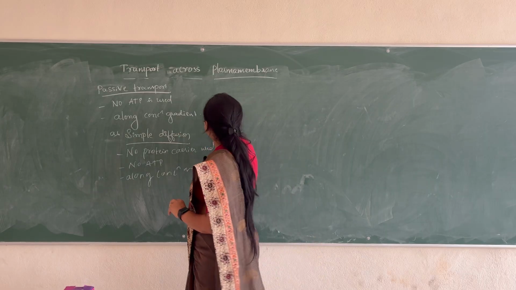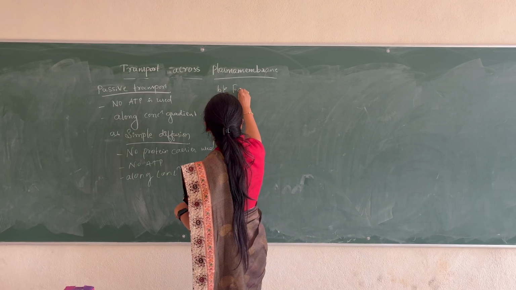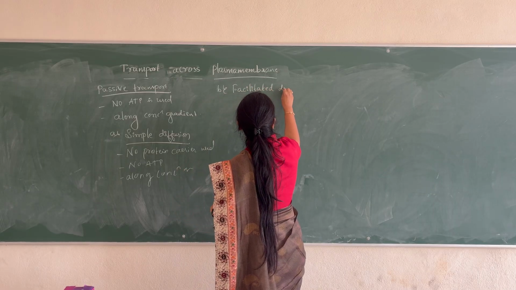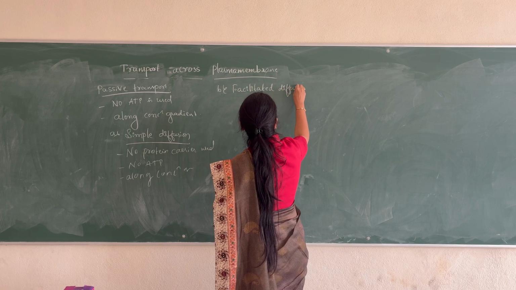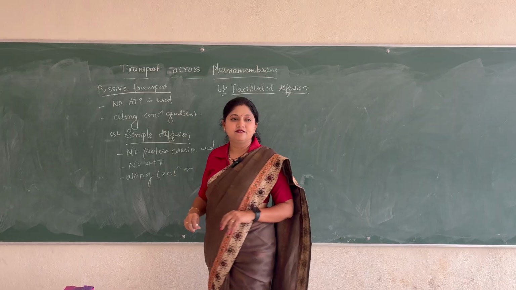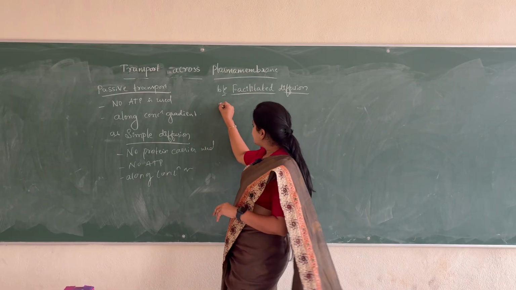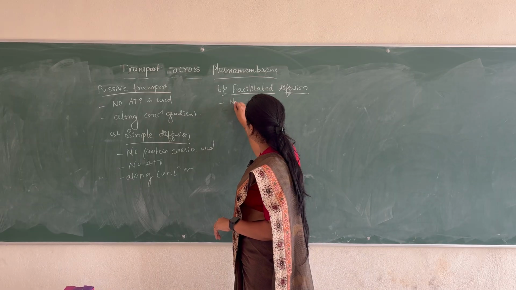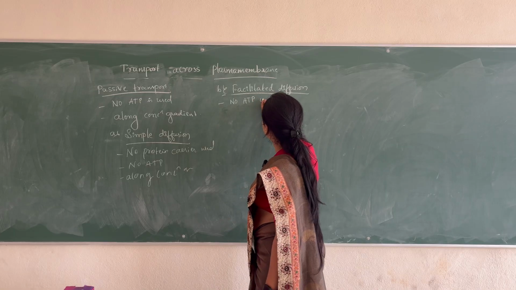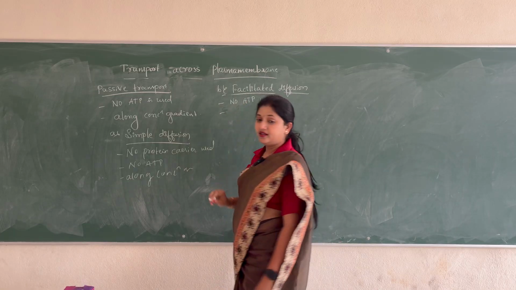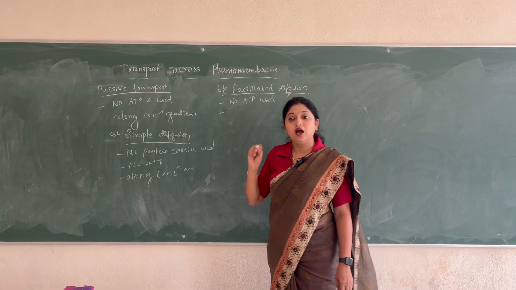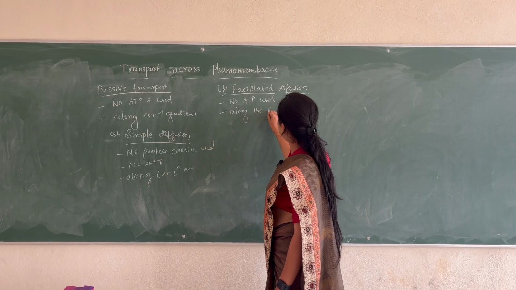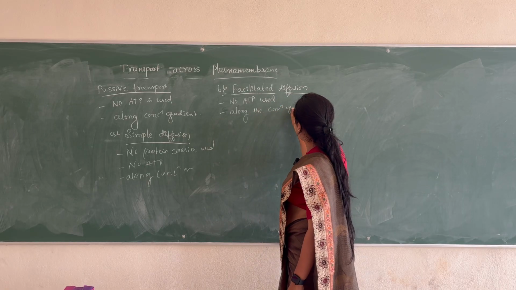Okay. Then the second one is facilitated diffusion. Of course, the facilitated diffusion also will not include any ATP. So there is no ATP used. And of course, this is also along the concentration gradient.